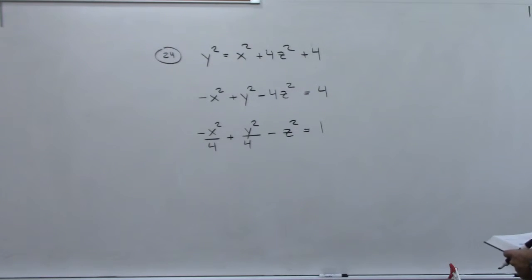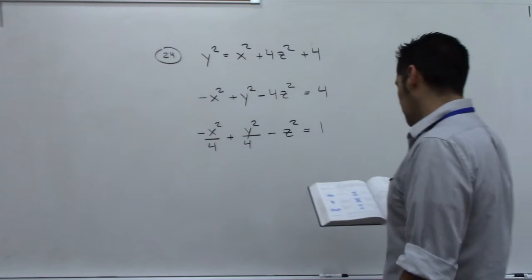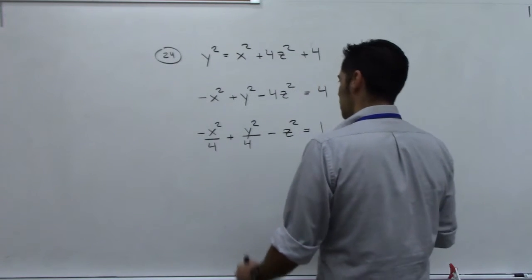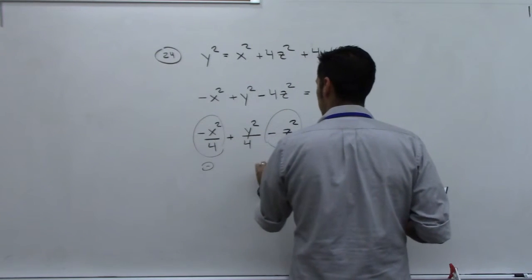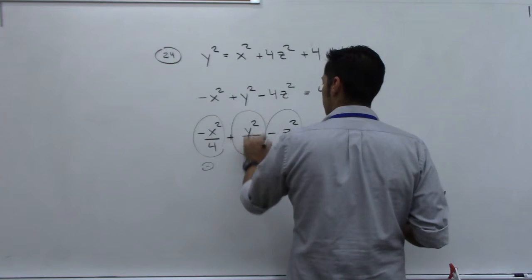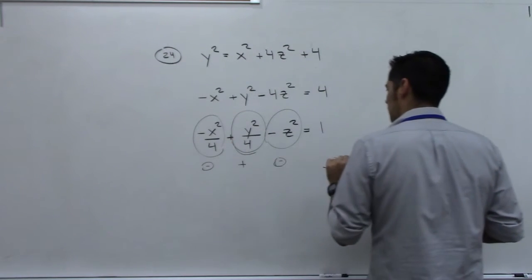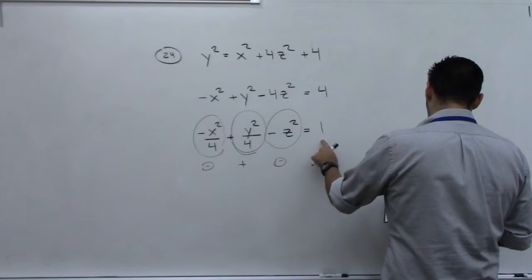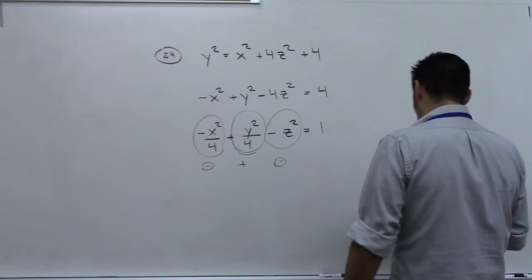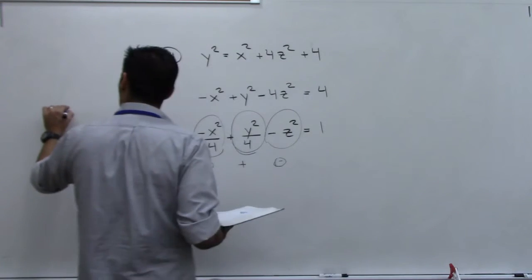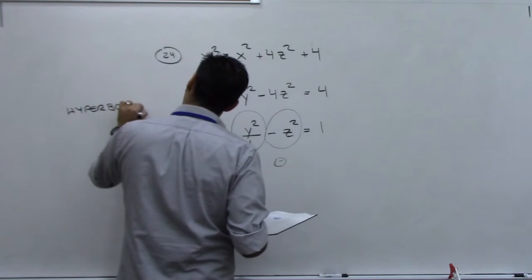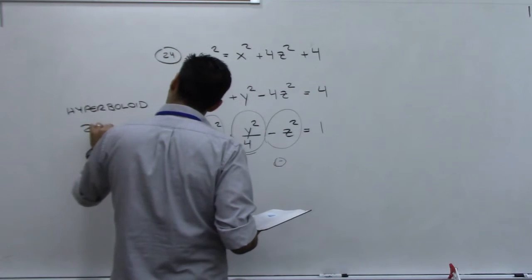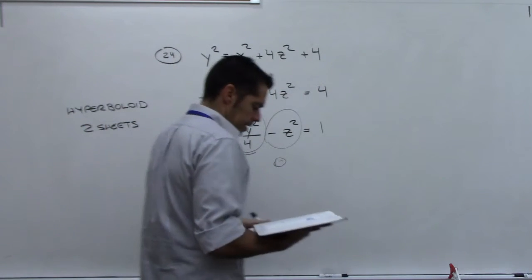So in looking at these, if you look at the hyperboloid of two sheets, you'll notice that you have two of your variables squared that are both negative. One of your squared variables is positive, right? And then you have a 1 on the other side. This is the format of a hyperboloid of two sheets. There you go.